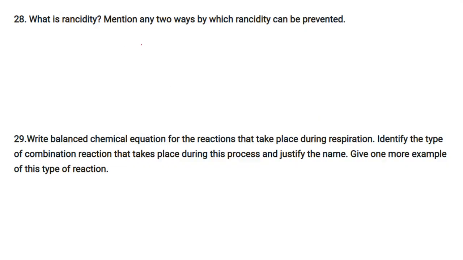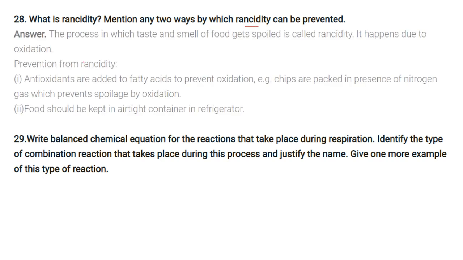What is rancidity? Mention any two ways by which rancidity can be prevented. Now the process in which the taste and smell of food gets spoiled or changed and it is not fit for our usage is nothing but rancidity. Why? Because of the oxidation. Whenever something comes in contact with oxygen, air, then the smell and the taste changes.